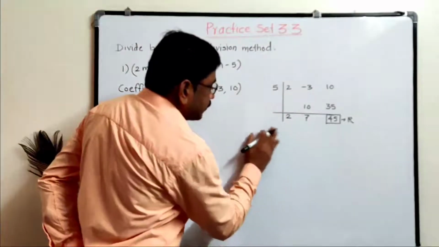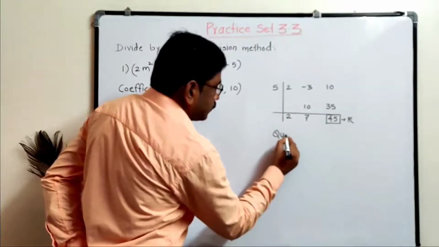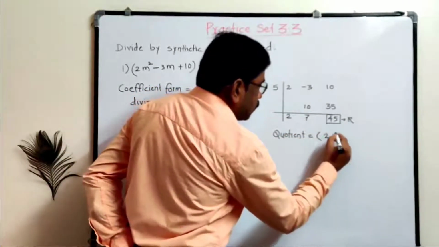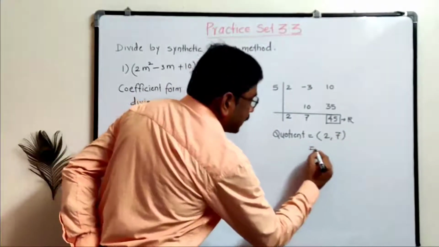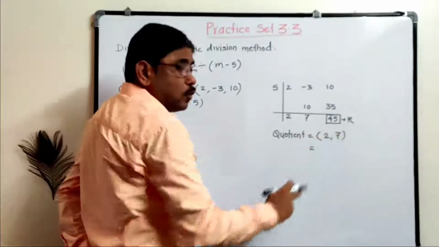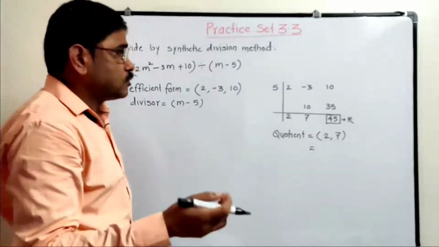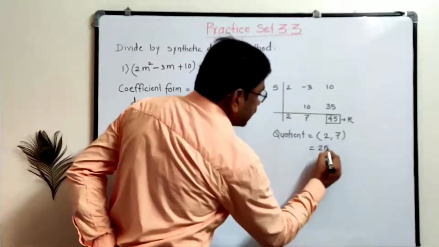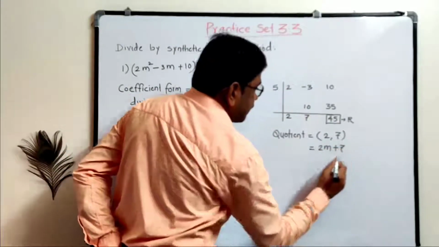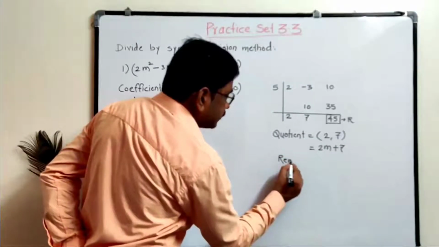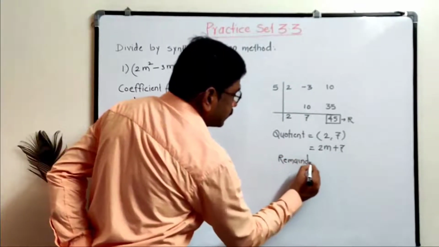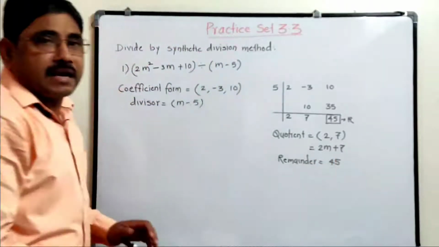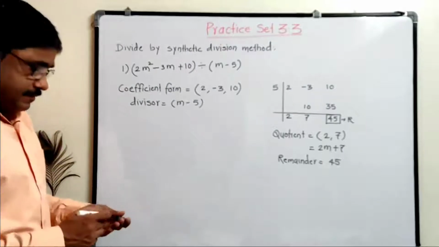Therefore our quotient is 2 7. This is the coefficient form, right, in index form. So here two coefficients are there. So degree is 1. That is, 2m plus 7, and remainder is 45. So in this way we can divide by synthetic division method.